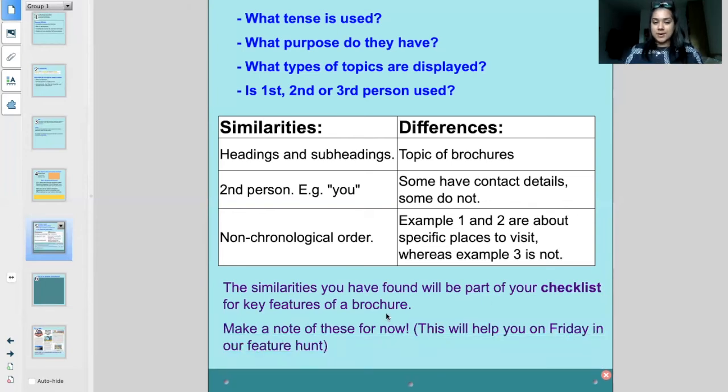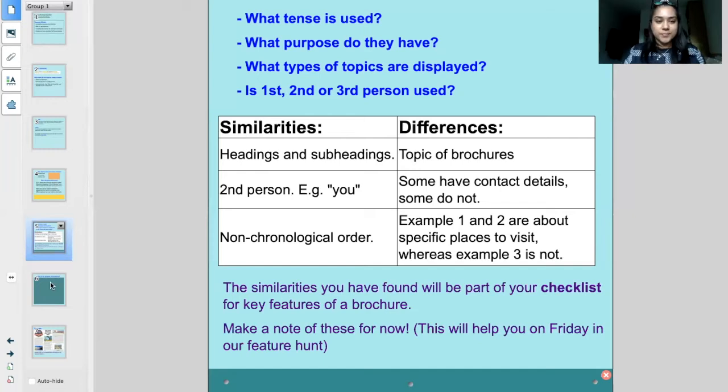So now that we have some similarities and some differences, could you please make sure that you put the similarities on your checklist? The reason why is because we've found features that are common in all of the brochures that we've seen so far. So these must be key features of a brochure. Okay, so make note of these now, and these will help you on Friday in our feature hunt. Pause the screen here if you need some extra time.